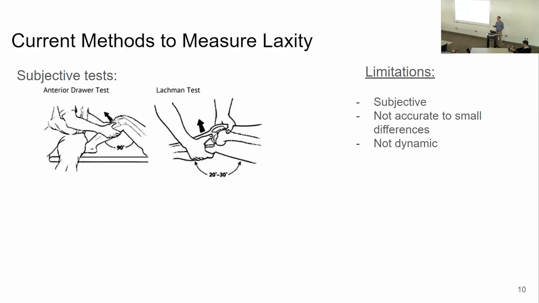Maybe you have some tissue in your knee that's partially torn but not totally torn, and they can't tell the difference between healthy versus not healthy. It's also not dynamic. You can do this in a static pose, but you can't check what the laxity is, how much your joints are moving around during walking or whatever it may be.